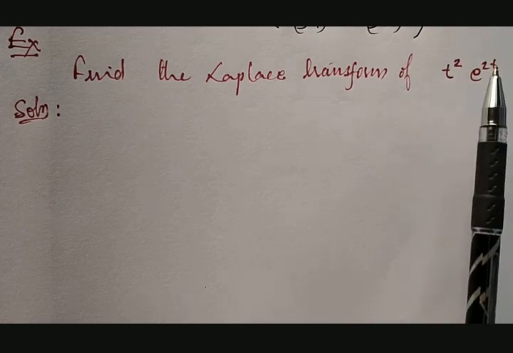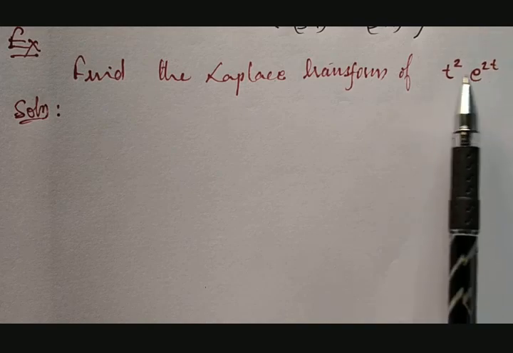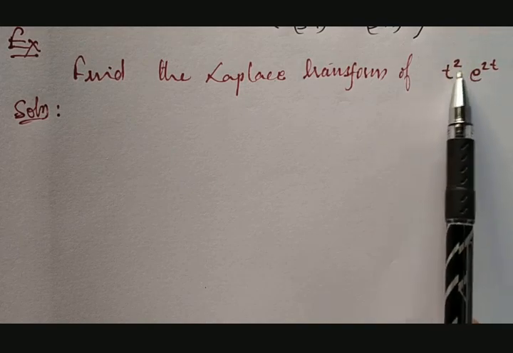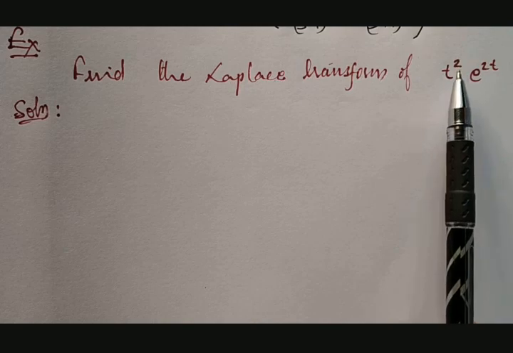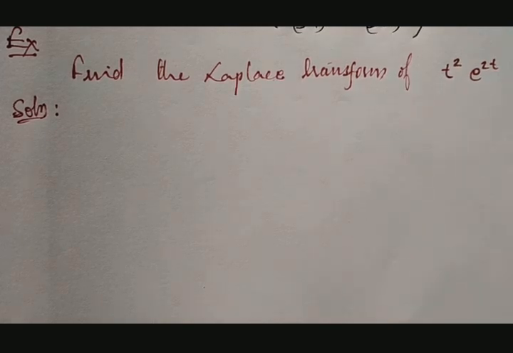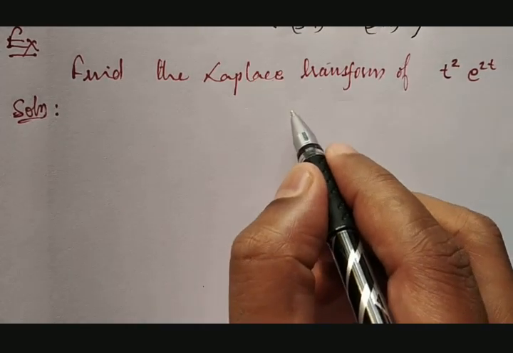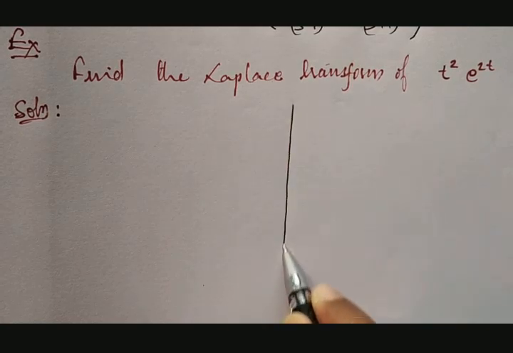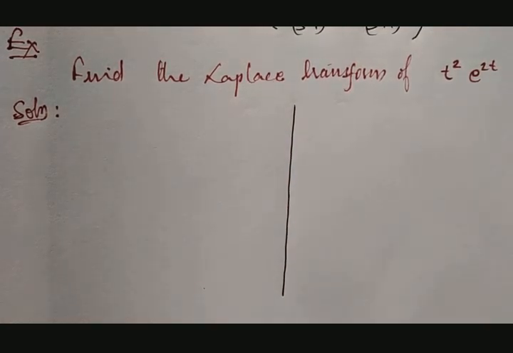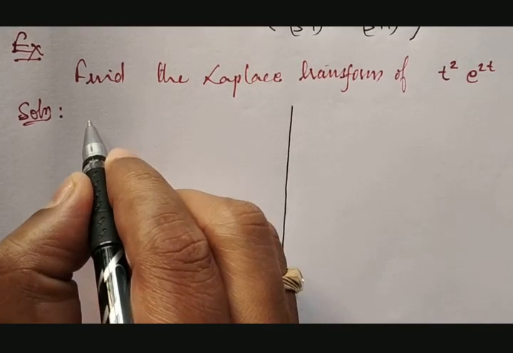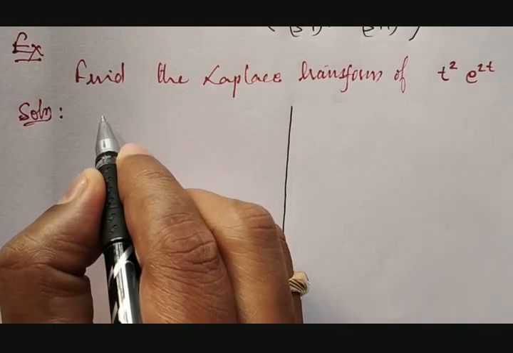If you think exponential function is multiplied with the t square, if the preference is given to t square, then derivative property is used. Okay, so we'll be discussing both the methods now. Whichever is convenient, let us choose. So in this case, first I'll be taking shifting property.